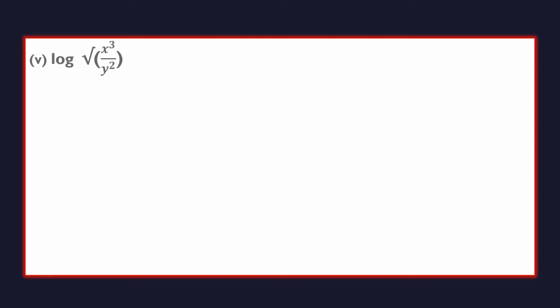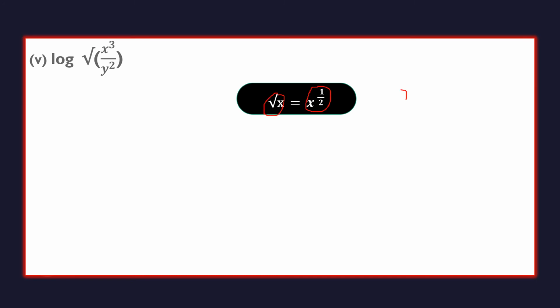So here is your next question: log of square root of x cube by y square. Here it is a square root. Any number under a square root can be written in power with 1 by 2. So square root is power 1 by 2, cube root will be written as power 1 by 3, and 4th root with power 1 by 4. So first we'll write this in terms of power: x cube by y square, whole power 1 by 2.